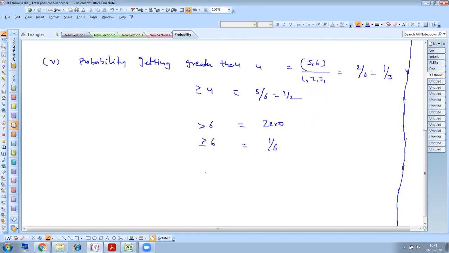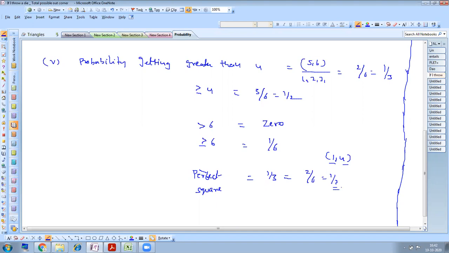What is the probability of getting a perfect square? 1 square is 1, 2 square is 4. So the requirement is 1 and 4. There are 6 possible outcomes, but I want only these 2 favorable ones. So 2 by 6, that is 1 by 3. This is how you can calculate any kind of question related to this. They may ask anything. It's not restricted.